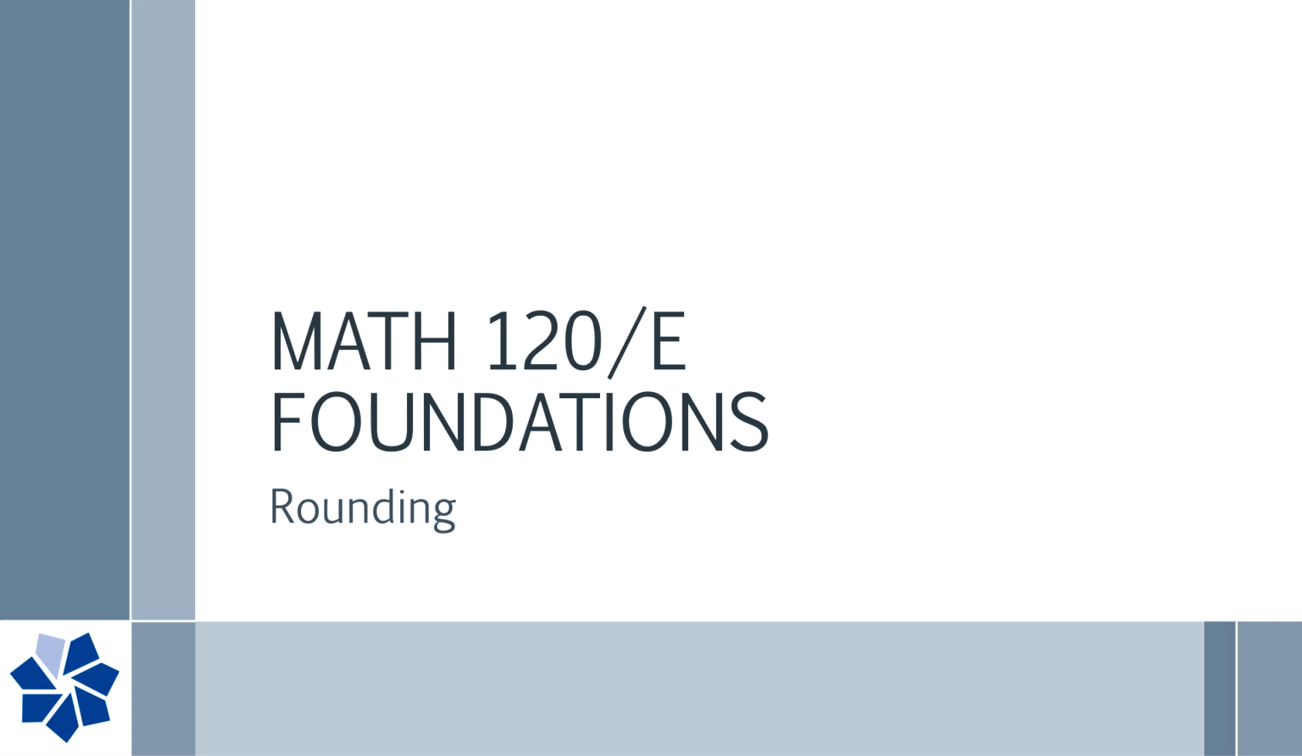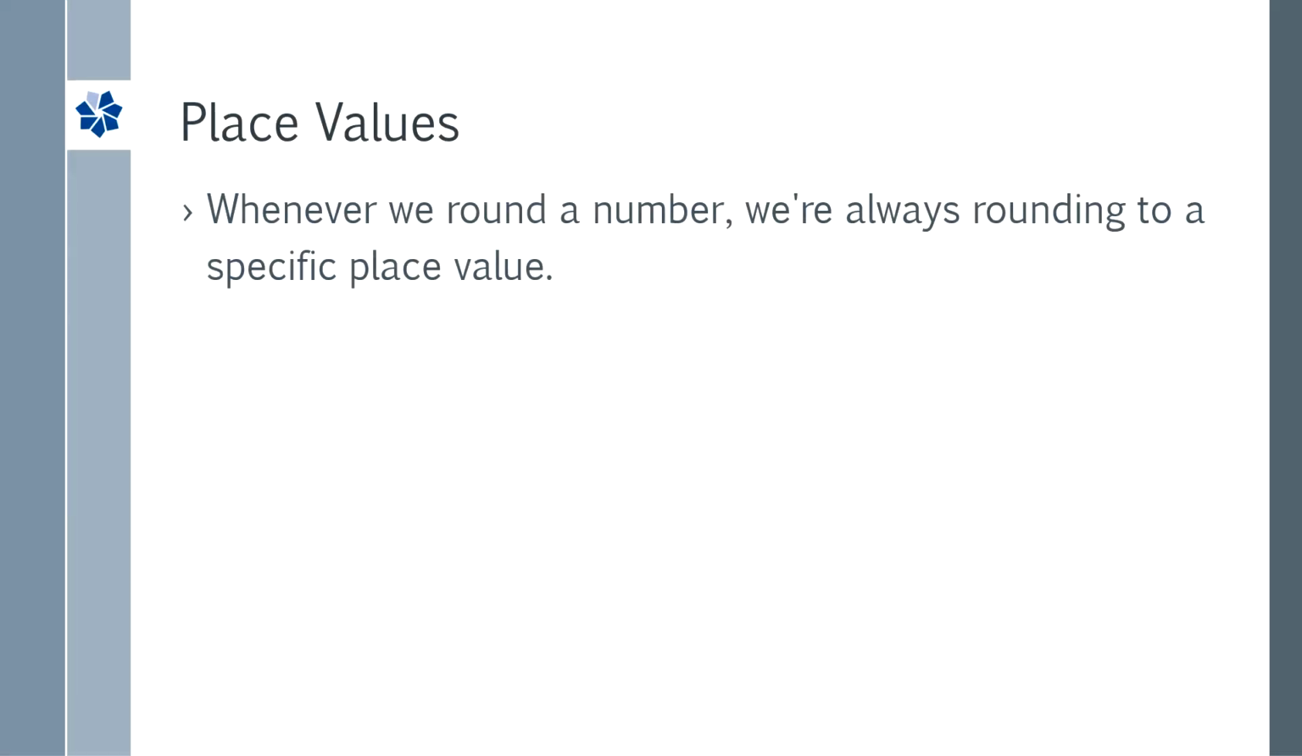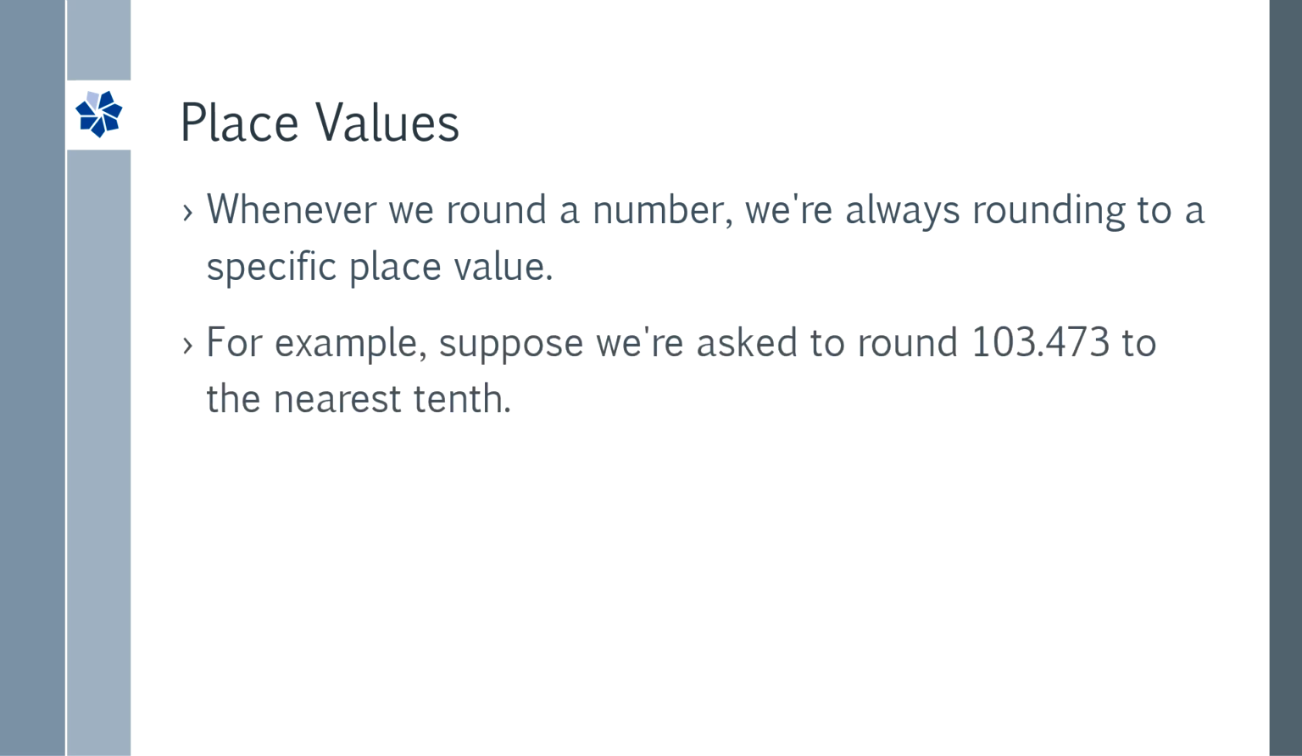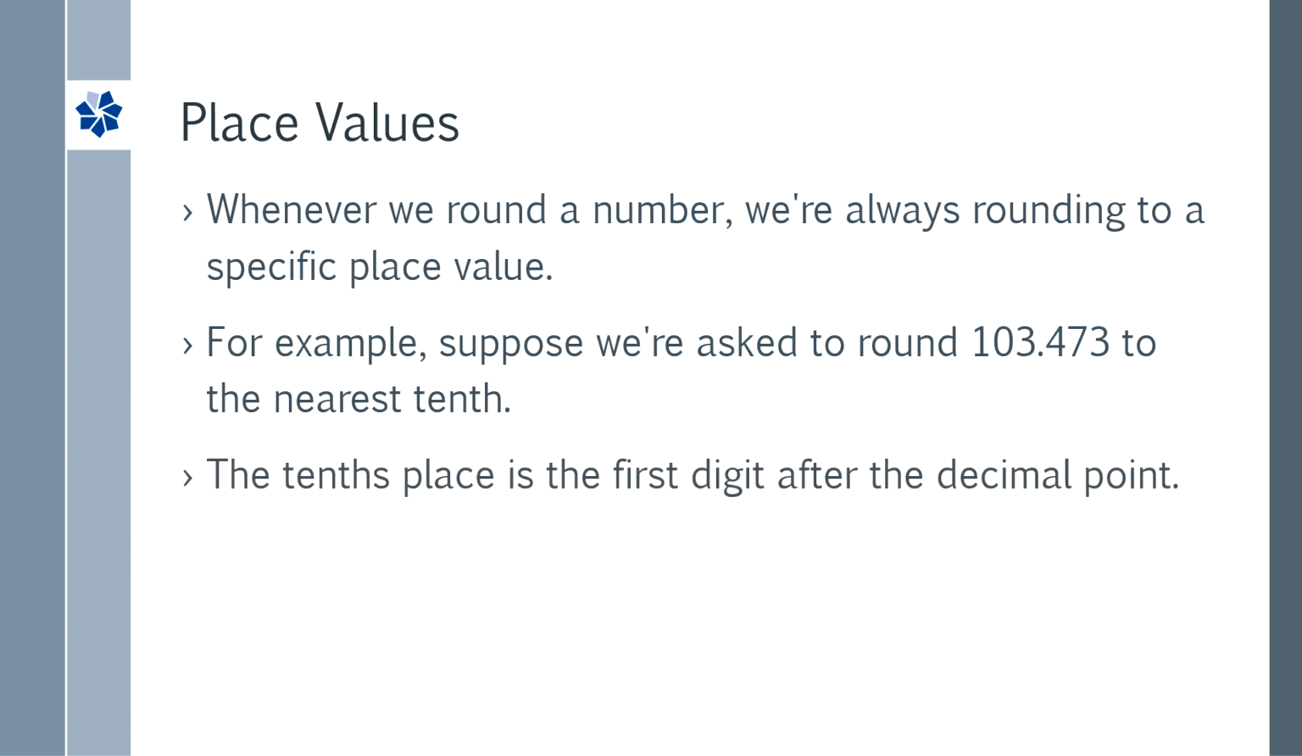A lot of that stems from trying to memorize a set of rules. Instead of trying to tell you to memorize something, I want you to understand what rounding means. Hopefully by the end of this video, you'll have a better idea of how to round numbers correctly and, more importantly, why the process works. Whenever we round a number, we're always rounding to a specific place value. For example, suppose we're asked to round 103.473 to the nearest tenth. The tenths place is the first digit after the decimal point, which in this case is a 4. So the 4 is our rounding digit.